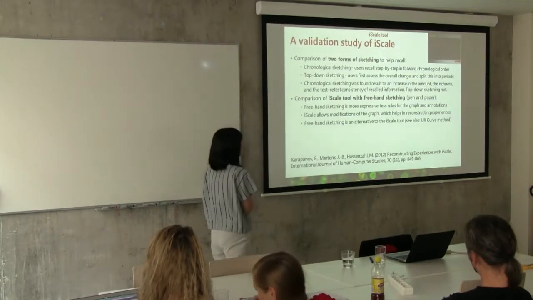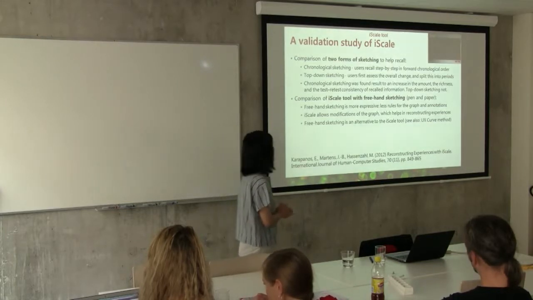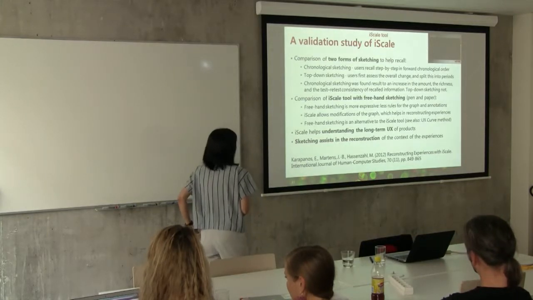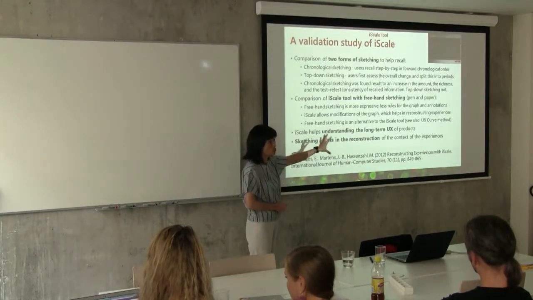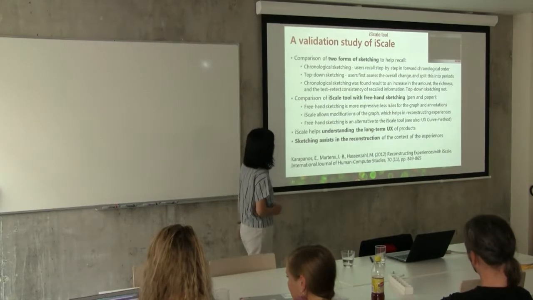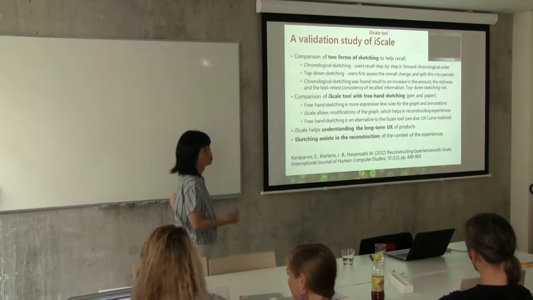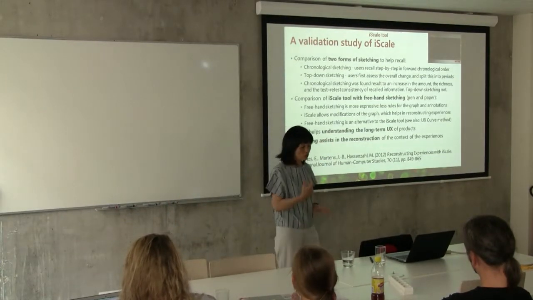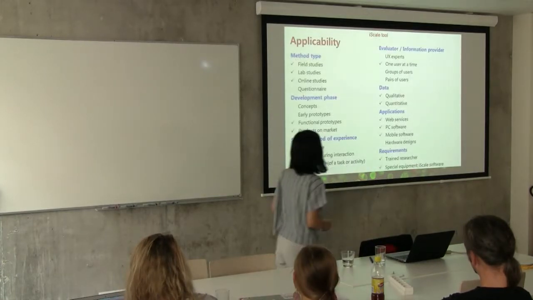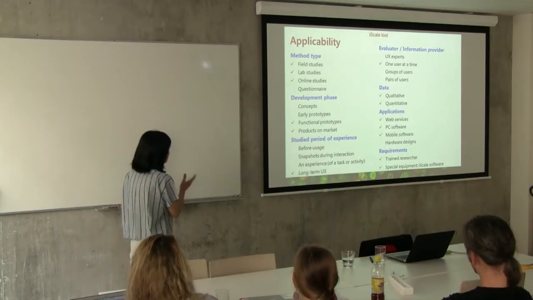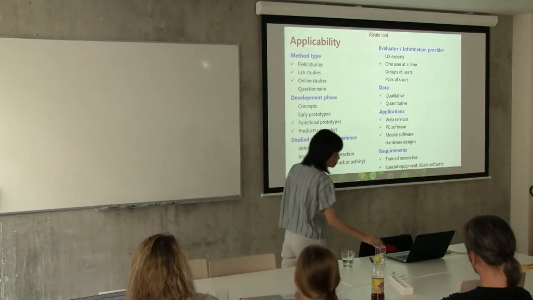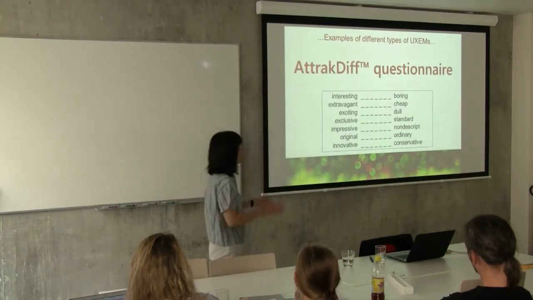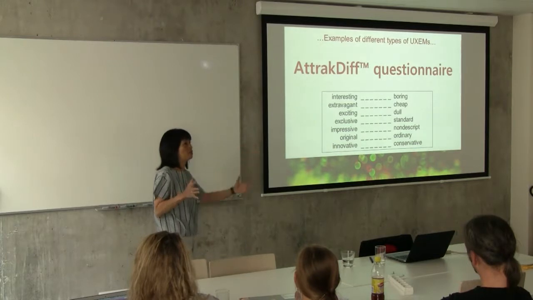Somehow they found that iScale can help the user report better and give more information. iScale can help in understanding long-term experience better, and the sketching can also help the reconstruction of the experience. Of course, again, this cannot avoid the problem of retrospection bias, but we have to live with this constraint. So again, we classify iScale in this construct. This is one way, and ESM is a big set of methods that you can use in evaluating UX.